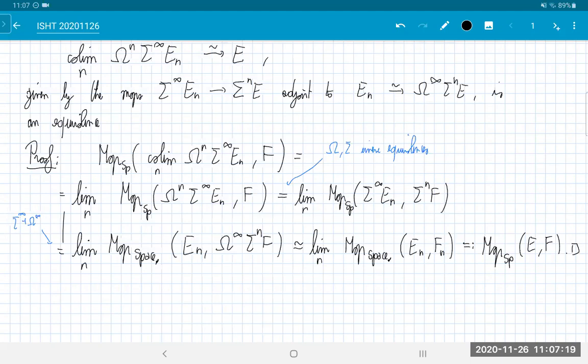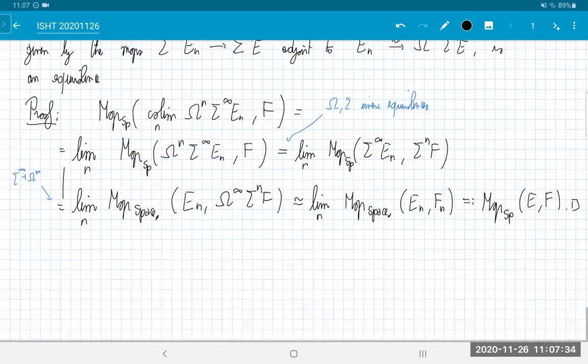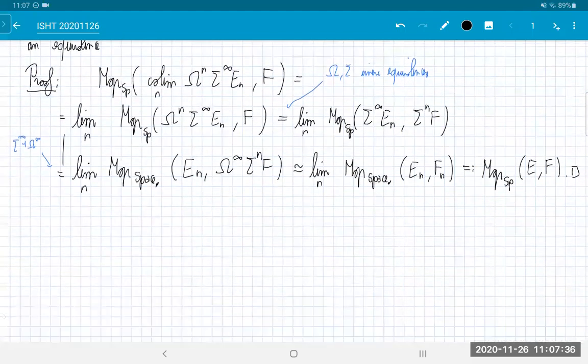Okay, and now that we have the standard representation, actually we can prove that spectra has all colimits, not only filtered ones. So far we have only used filtered colimits, but in fact spectra has all colimits, thankfully, as it should. And as a corollary of the standard representation, spectra has all colimits.